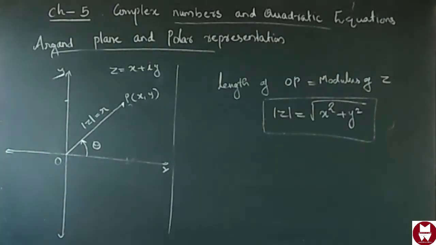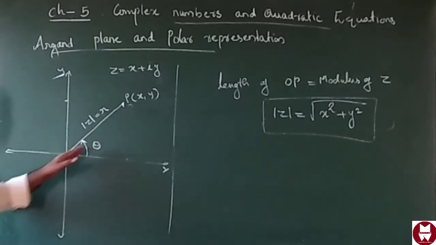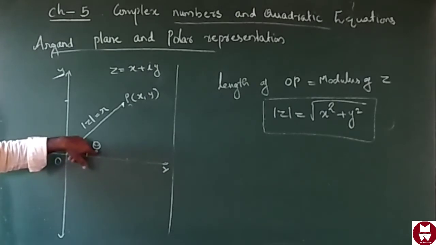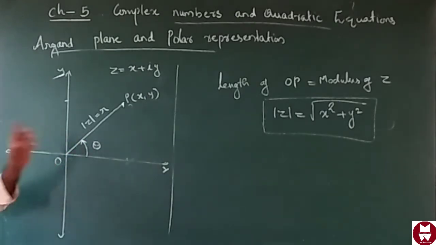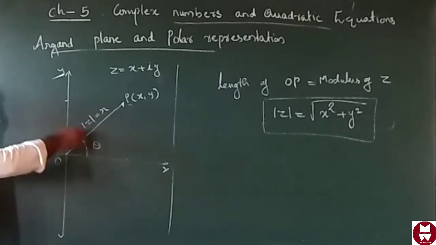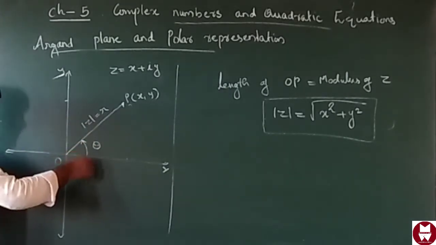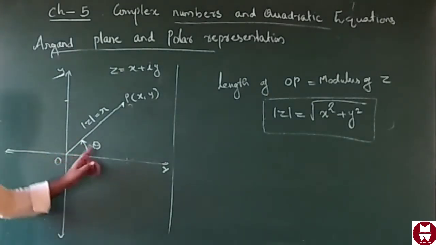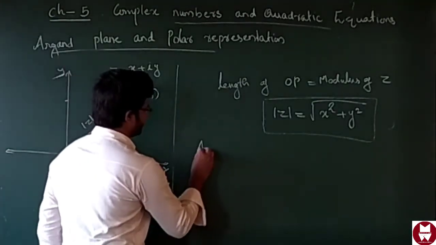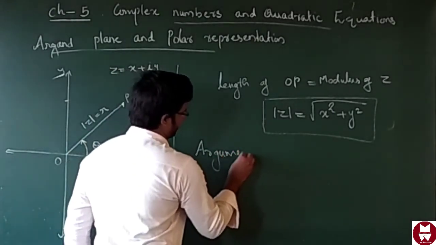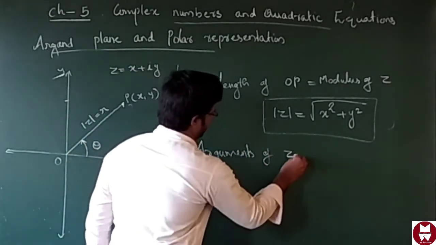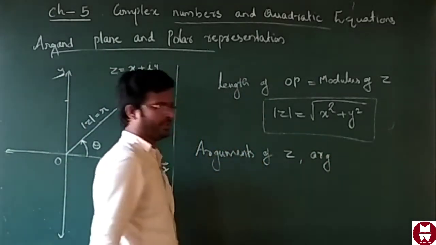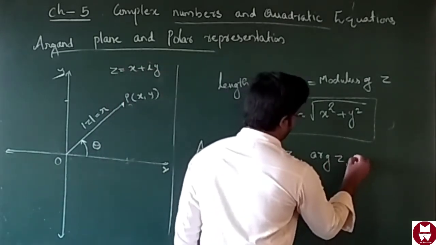Then the angle between the x axis and this line OP we can write as theta. That angle in the positive direction means the anti-clockwise direction. Negative direction means the clockwise direction. Then I consider the positive direction. This theta is known as the argument of z, represented by arg z. That is theta.